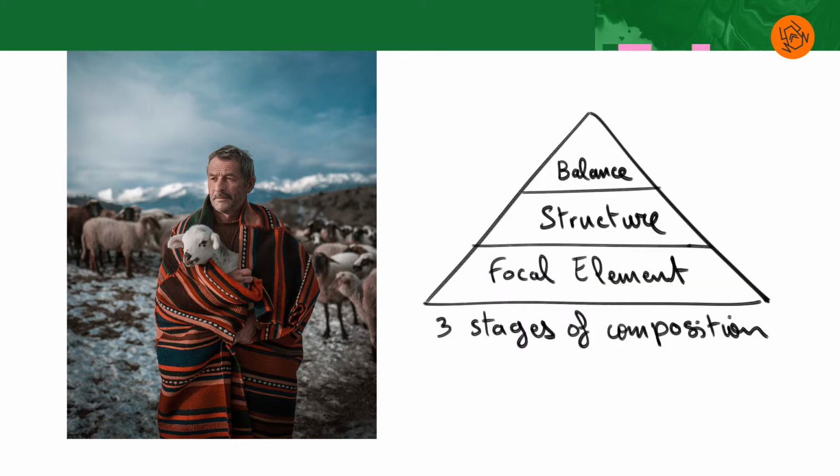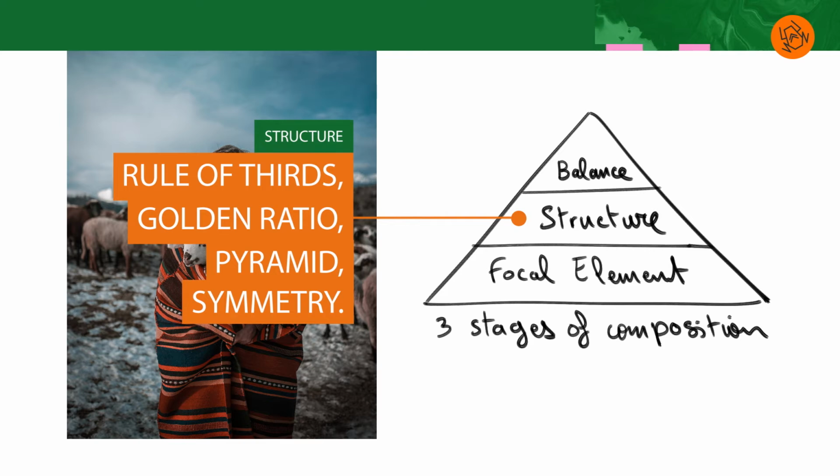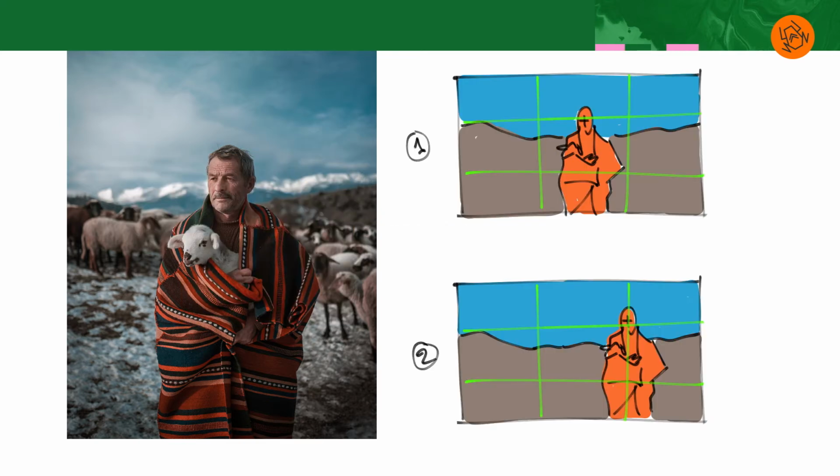Secondly, the structure is the organization of elements based on a rule. The common structures are rule of thirds, golden ratio, pyramid, and symmetry. Here in this example, the structure could have been based on the rule of thirds. By putting the subject on one of the 2 vertical grids, we could tell a deepest story behind the scene. Here's a tip. These intersection points on the grid are the most powerful when it comes to drawing the viewer attention.